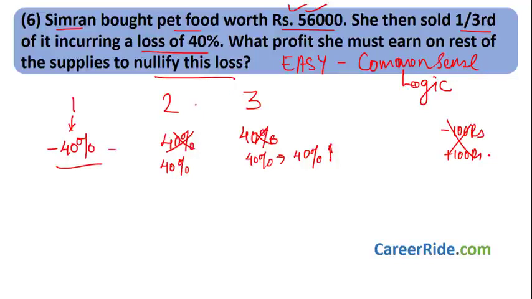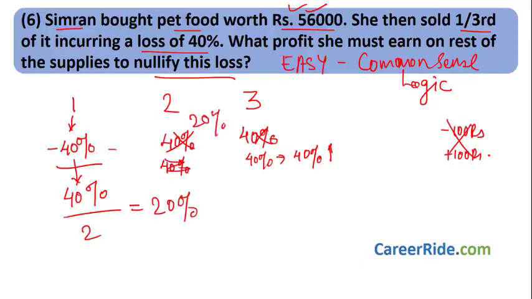Very easy. How much of the percentage do we want to nullify? There is a 40% loss, so we have to nullify 40%. How many parts are remaining? 2. 2 parts are remaining. Simply divide by 2, 20%. So in every part we need a 20% profit, so that we will simply have 20 plus 20, 40% profit. This is 40% loss and everything gets cancelled out.